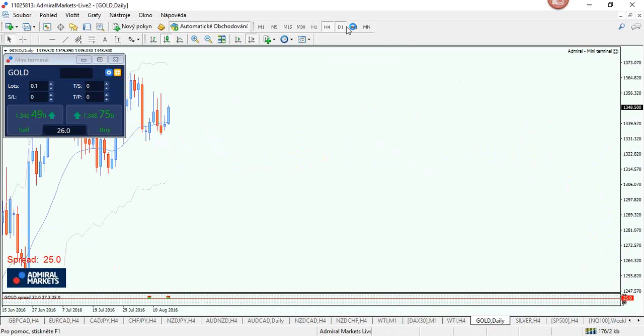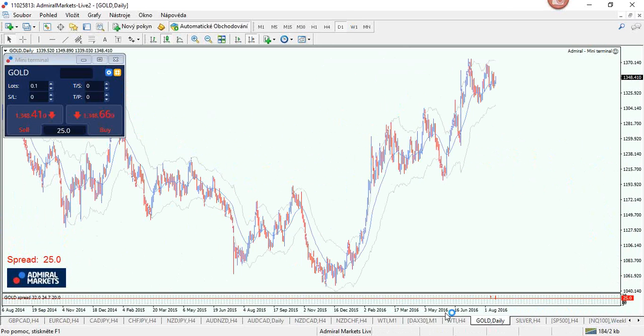All right, daily chart. So yeah, good momentum. Price is basically making a bit of a triangle here.